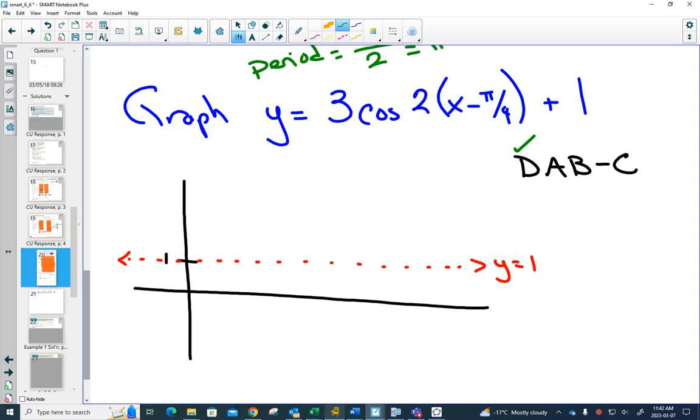Next is your A value. Your A value tells you your amplitude, and your amplitude is the distance from a center line to a maximum. So my A value is 3. That lets me go up 3 to 4, down 3 to -2, and label my maximum and my minimum. So your amplitude lets you label your maximum and minimum. That's all you have to do for your A value. Check mark.